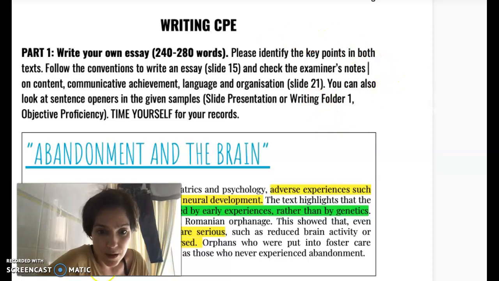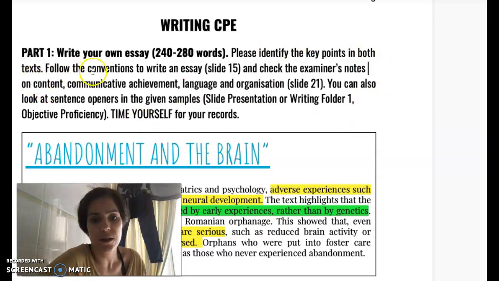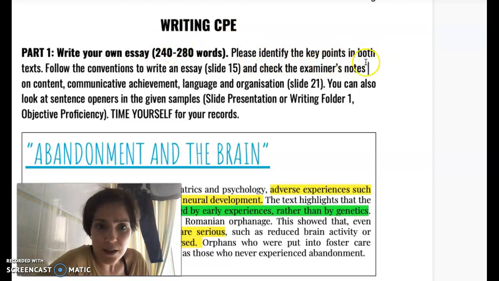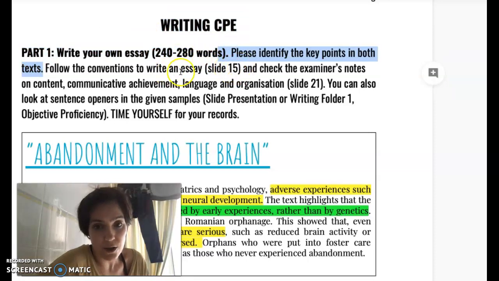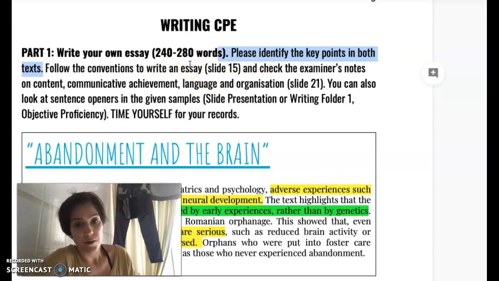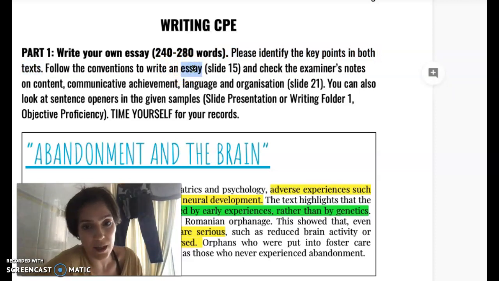I'm recording the page. I hope you can see this. According to Part 1, Write your own essay. Please identify the key points in both texts. Okay, I uploaded a presentation on Google Slides and we commented on it. For essays, it is essential that you include your point of view, and this is what you struggle with.